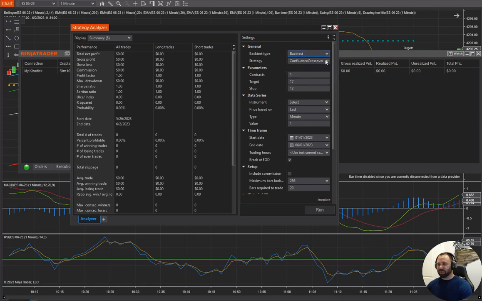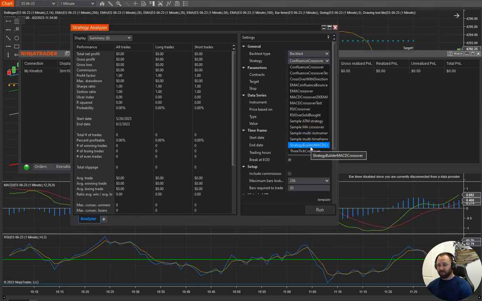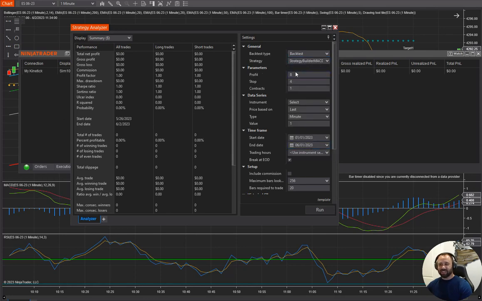For strategy, what we're going to do is select the strategy that we built. And as you can see, I have a lot of different strategies that I've played with over time. I should probably clean this up. But the one that we built in part one was the Strategy Builder MACD crossover. So we're going to select that. And as you can see, it automatically loaded the parameters that we had set. So if you recall in part one, we created an input called profit, one called stop, and one called contracts. And by default, it loaded those numbers in that we had created. So 8 ticks of profit, 4 ticks for a stop loss, 1 contract.